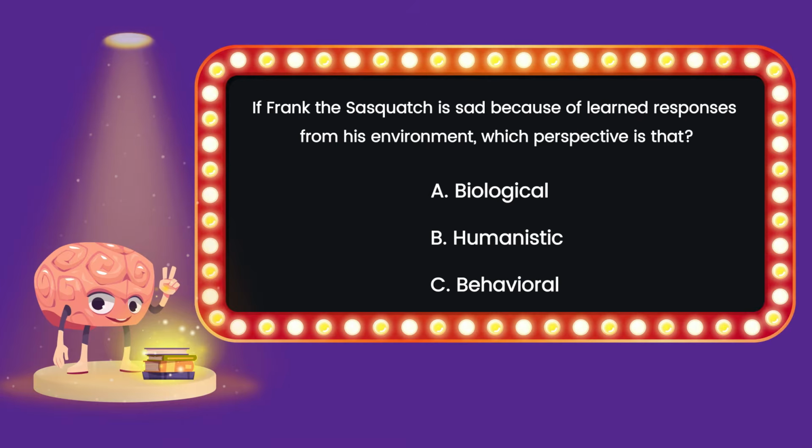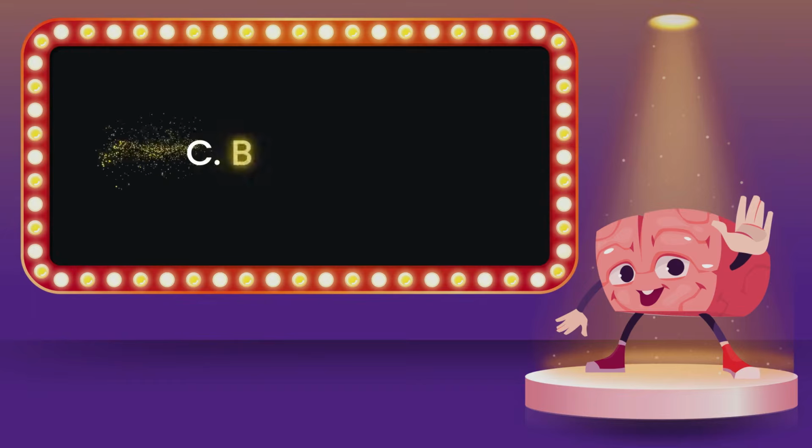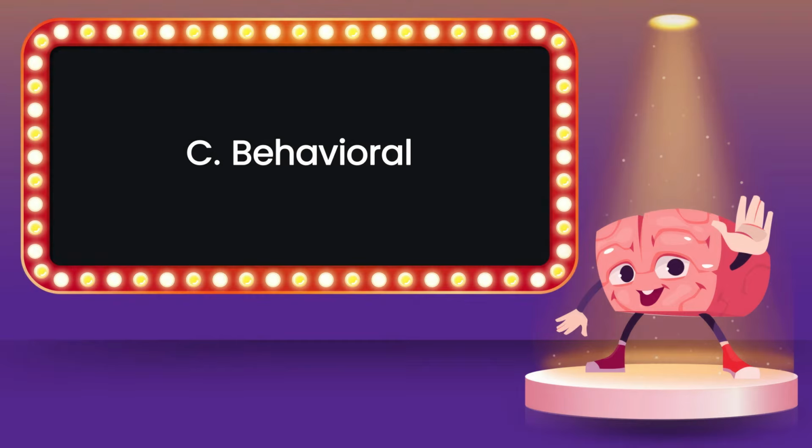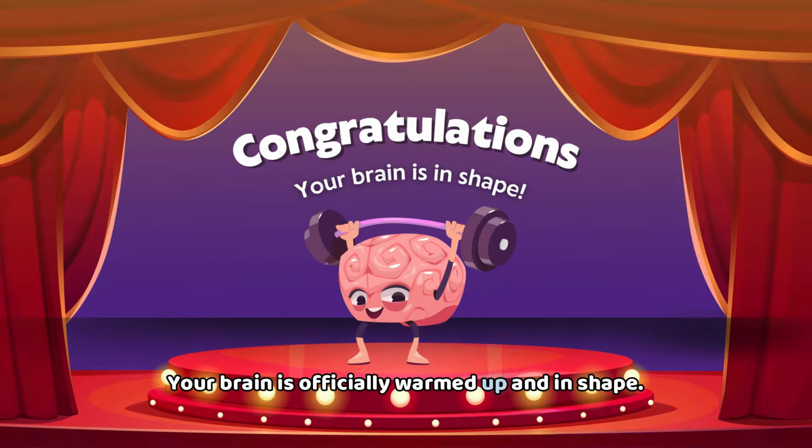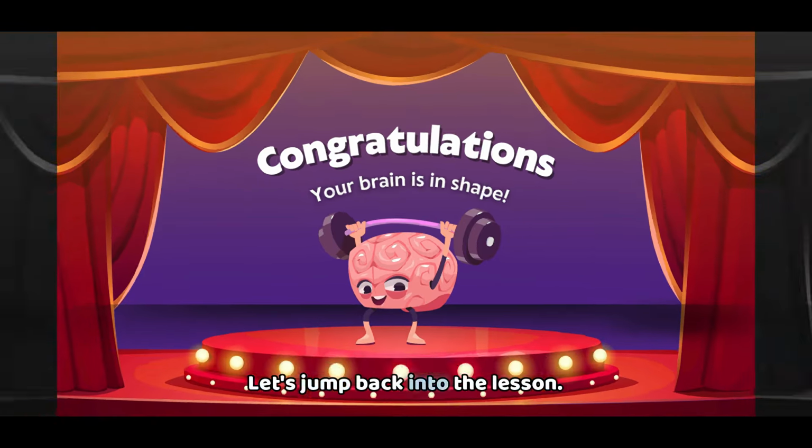Question 3. If Frank the Sasquatch is sad because he learned responses from his environment, which perspective explains his behavior? A. Biological. B. Humanistic. C. Behavioral. Correct answer, C. Behavioral. Amazing job! Your brain is officially warmed up and in shape. Let's jump back into the lesson.